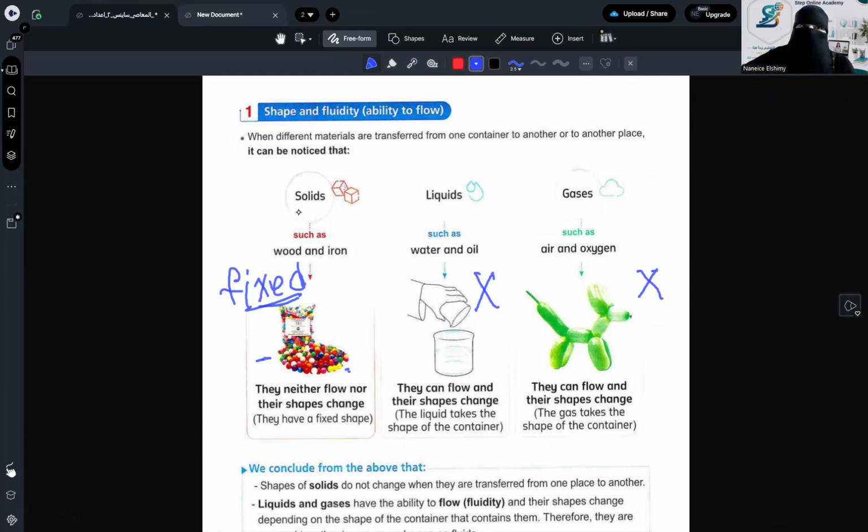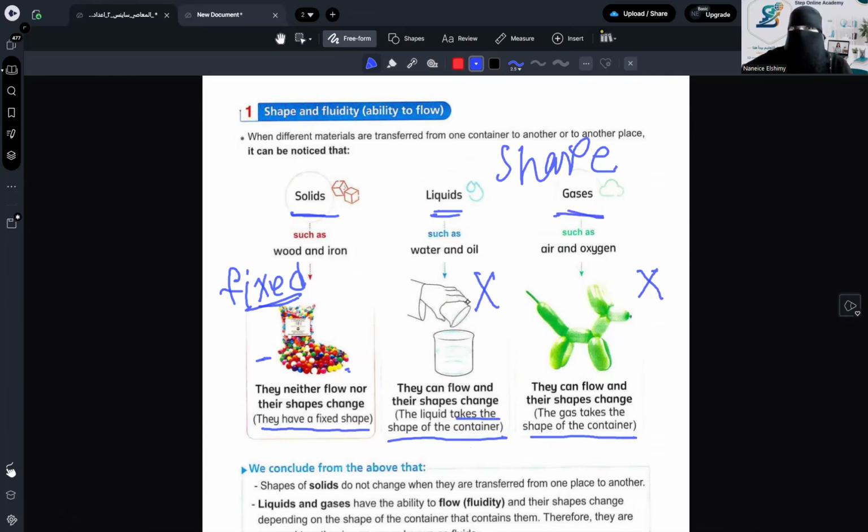So the only one who has a fixed shape is solid. Okay, so solids, they have a fixed shape. Liquids, they take the shape of the container. Gases also take the shape of the container. Okay, so in the shape, liquids and gases are the same. Solids is the only one who has a fixed shape.